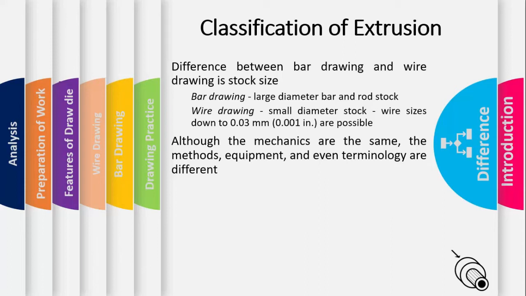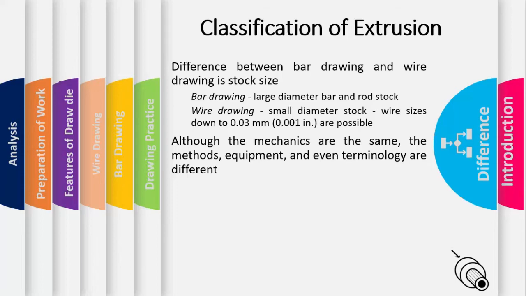And because of this change in diameter, we have a change in the machines that are used for these two processes. The mechanics are the same, but the method, equipment, and even terminologies are different. Although they both have the same pulling mechanism from the die opening, the machines involved and some other terms used to understand this process are different.